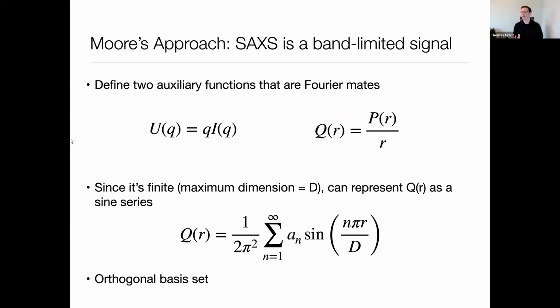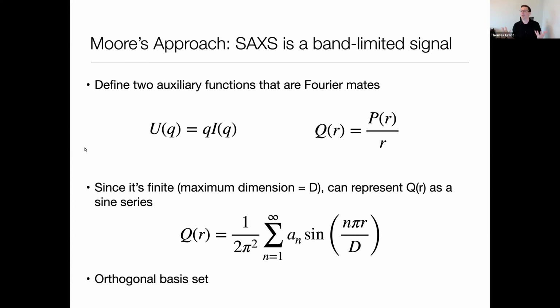So Moore wanted to get this information. He wanted to extract those independent pieces of information using Shannon information theory. And his real contribution to this was recognizing that SAXS is essentially a band-limited signal. And so he wanted to get at this information, and in order to do so, he recognized that I of Q and P of R are Fourier transforms of each other.